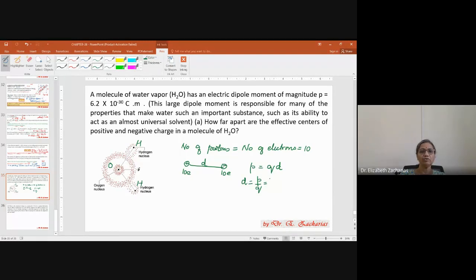So p is given to you as 6.2 into 10 to the power of minus 30 divided by q. q is going to be 10 into the charge of an electron or a proton, 10 to the power of minus 19. So you get your answer for d.